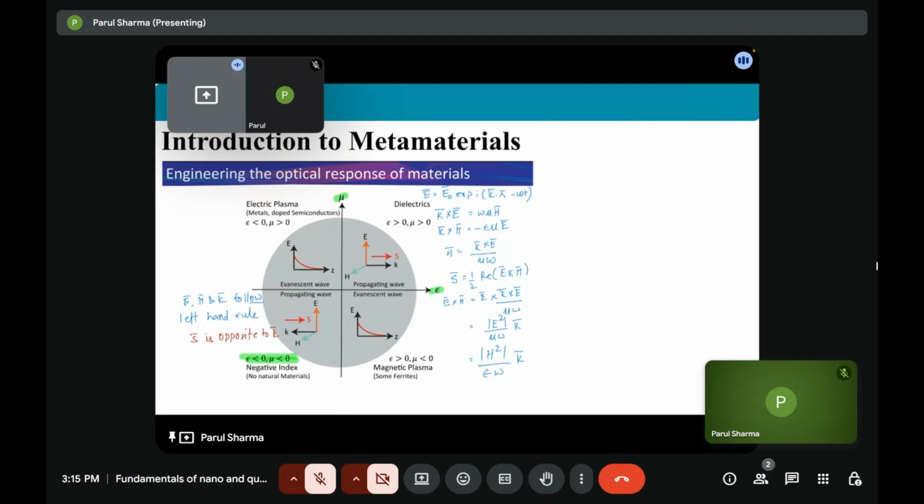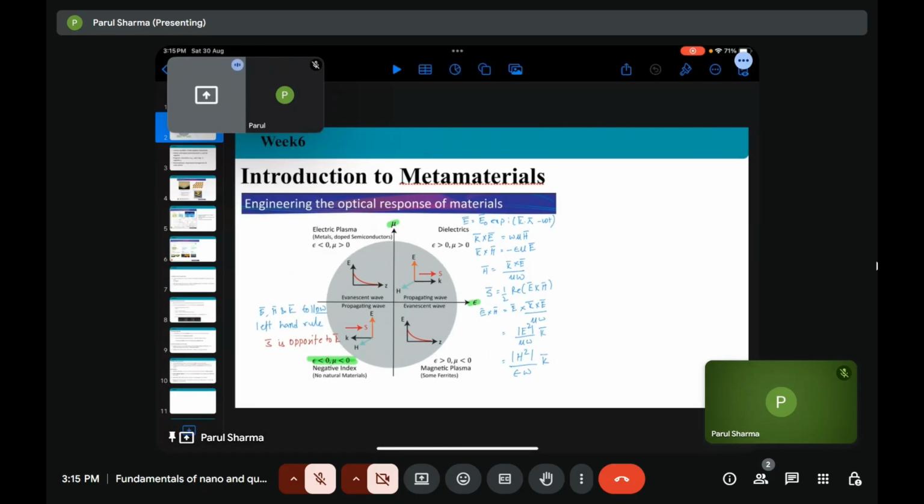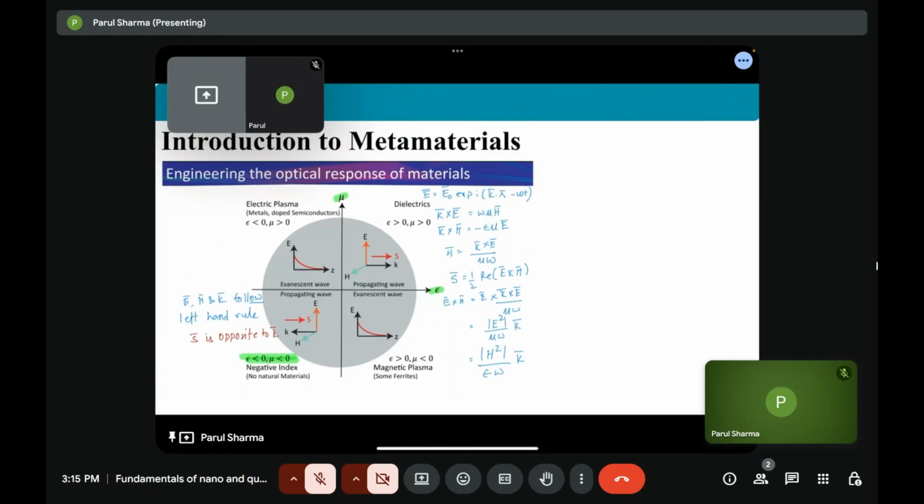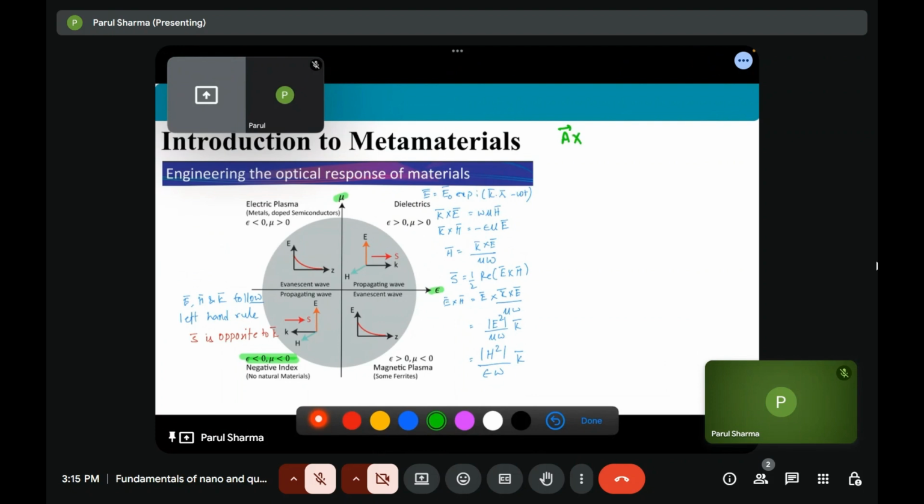So we saw that if we substitute the value of E cross H cross, this is A cross B cross C. The formula is B (A dot C) minus C (A dot B). So if we solve for E cross H, it is E cross K cross E upon mu omega.